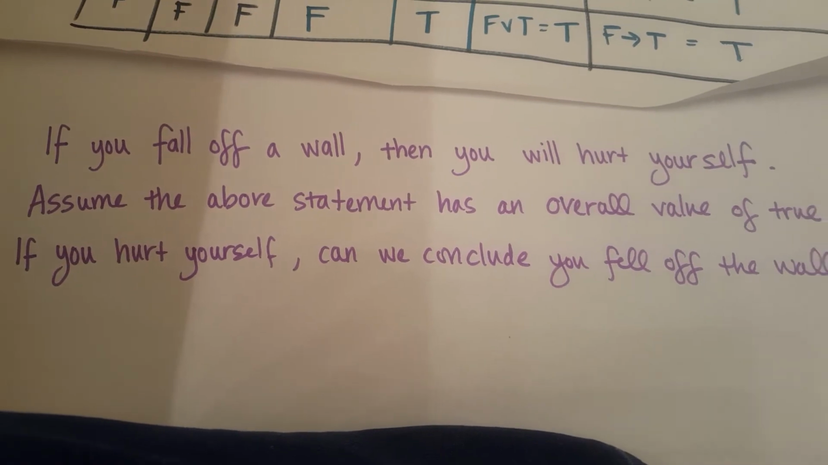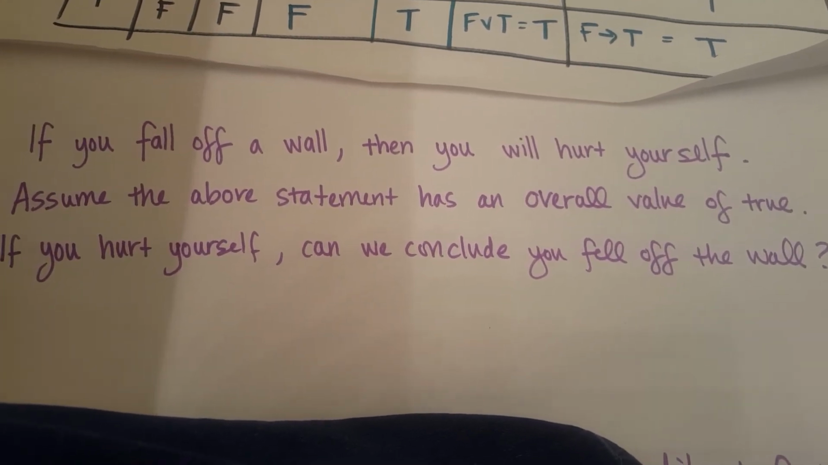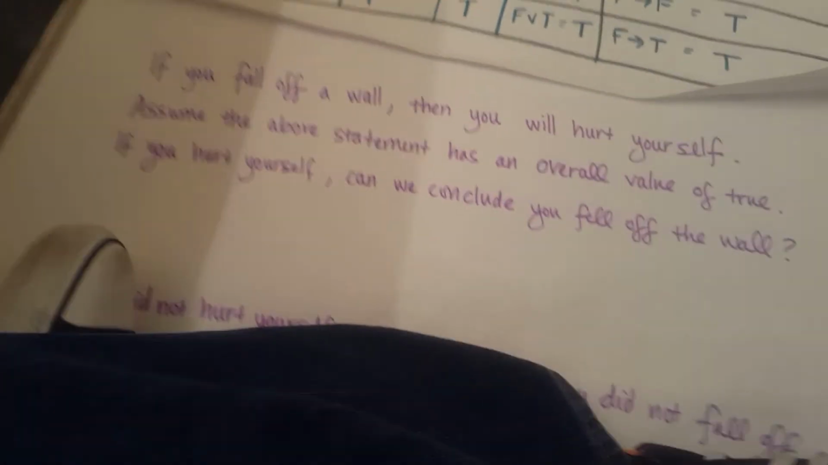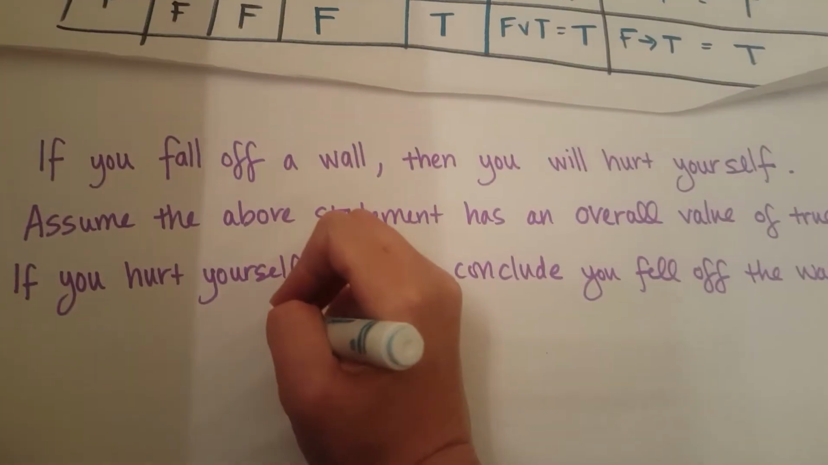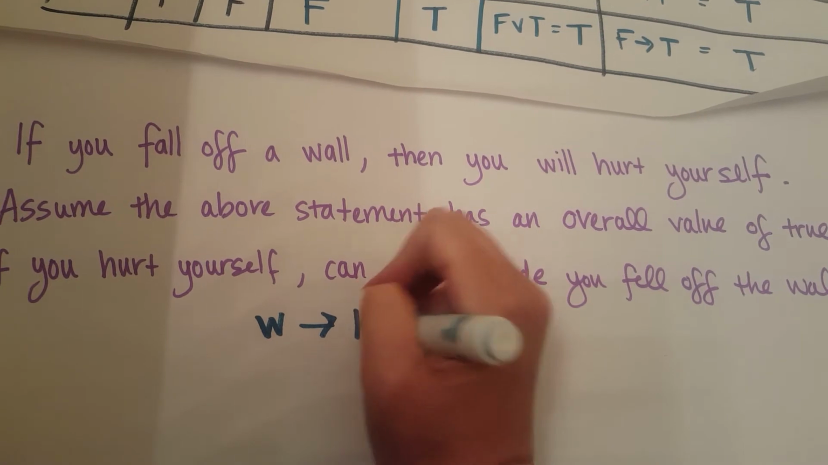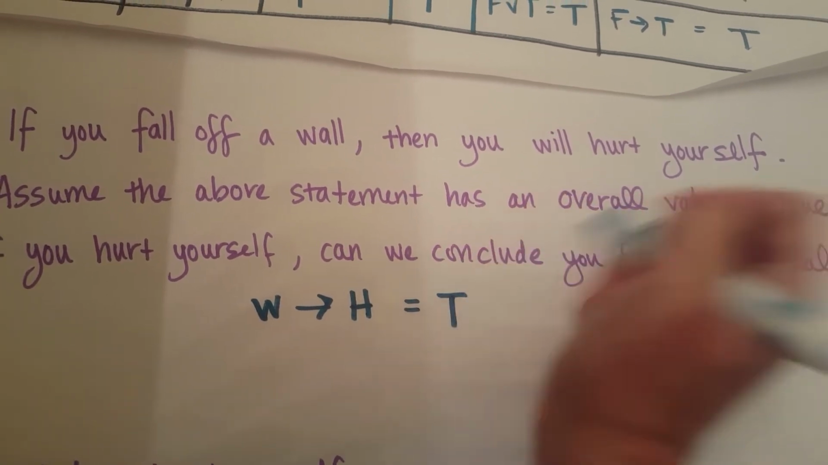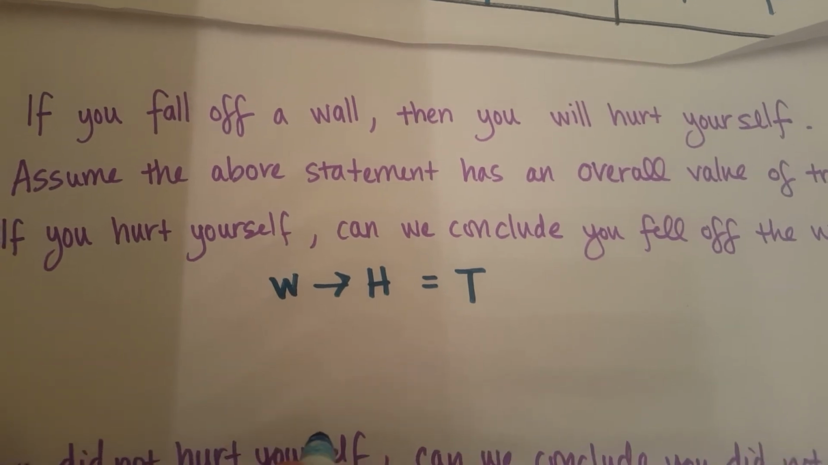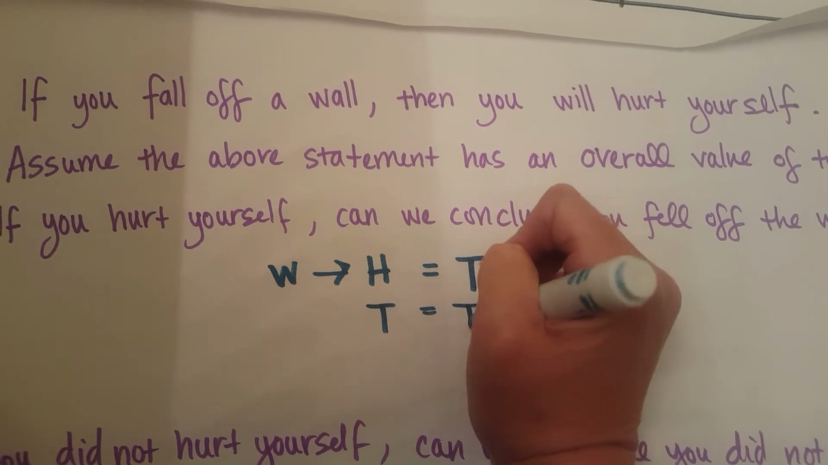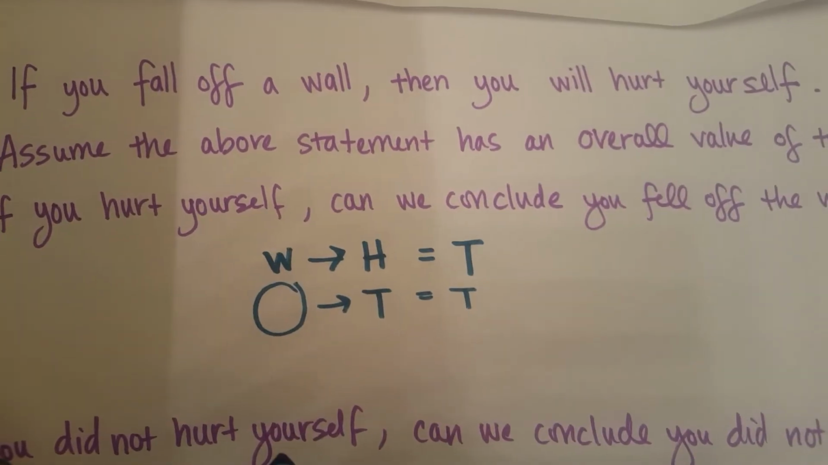But here we go. Assume the above statement has an overall value of true. If you hurt yourself, can we conclude you fell off the wall? So here's how I do these problems. We'll call if you fell off a wall, W, and that I hurt myself, H. And what we're being told is that the whole thing has a value of true. So it's saying that if we hurt ourselves, if that's a true, does the first part have to be true?